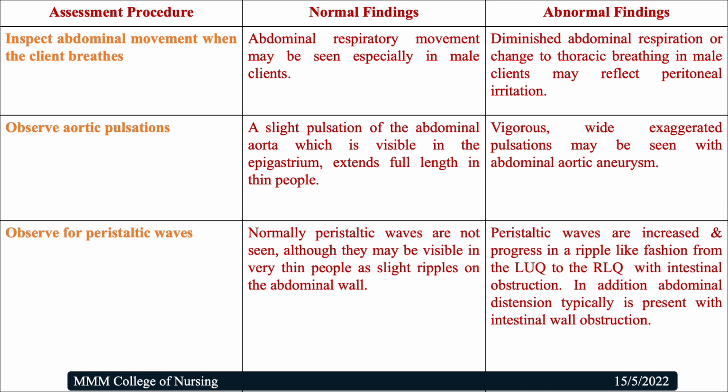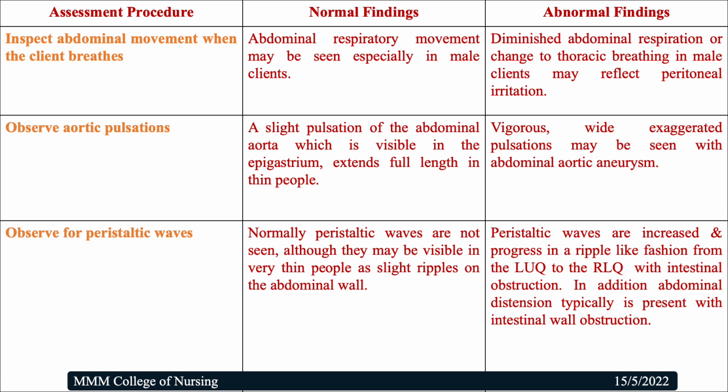The next is inspecting the abdominal movement when the client breathes. Normally, abdominal respiratory movement may be seen especially in male clients. Abnormal findings include diminished abdominal respiration or change to thoracic breathing in male clients, which may reflect peritoneal irritation.